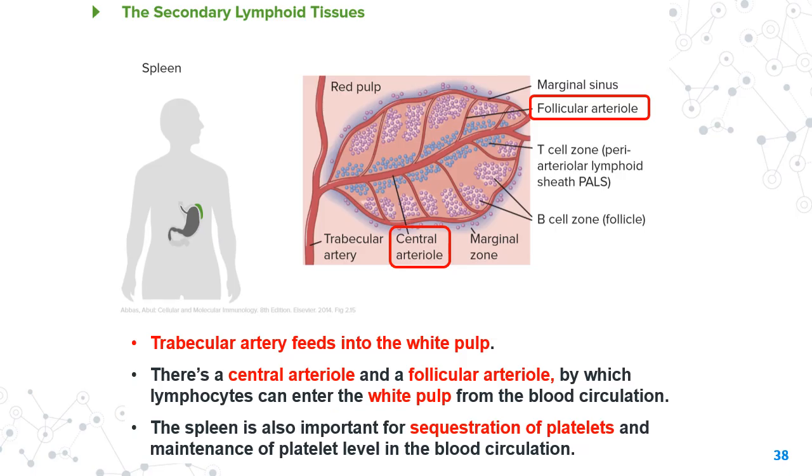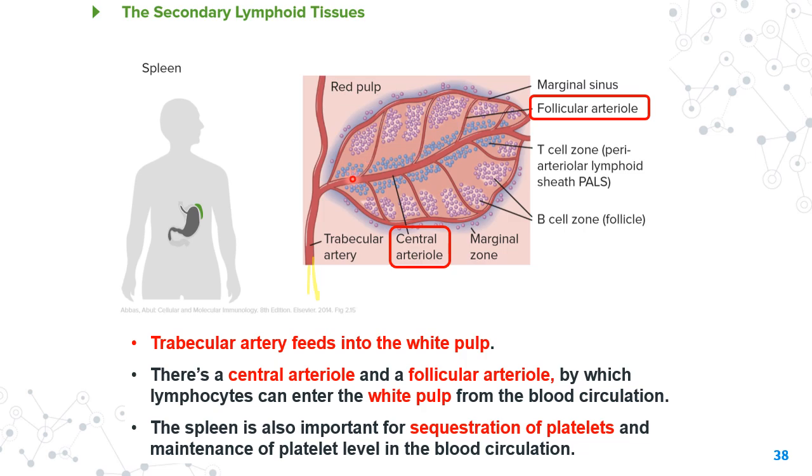The artery that goes into the spleen, that is your main artery right there, called the trabecular artery. Then it's going to be subdivided here into a central arteriole. So an artery is a big one. When it branches out and becomes smaller, it's called an arteriole, right? And then the arteriole is going to branch again into follicular arterioles. So the central arteriole goes in the middle, and the follicular arterioles are branching out from that one.